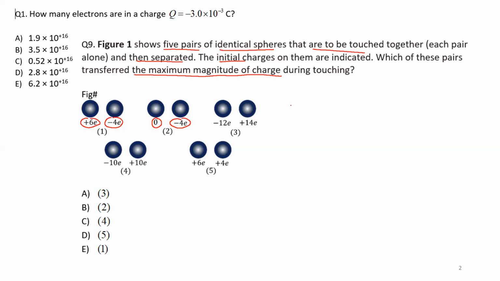Okay, let's solve it. So we have pair number 1, pair number 2, etc. For pair number 1, I know Q1, charge number 1, and Q2, charge number 2. What is the total charge? The total charge is just Q1 plus Q2, and it's equal to +2. That's the first thing that I do. As you know, the total charge is conserved in an isolated system, meaning Q1 plus Q2 before touching is equal to Q1 plus Q2 after. So the sum of the charges before touching will be equal to the sum of the charges after.